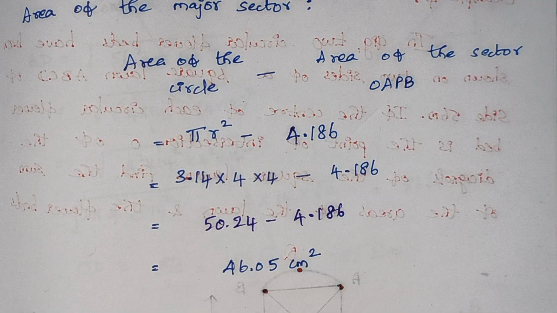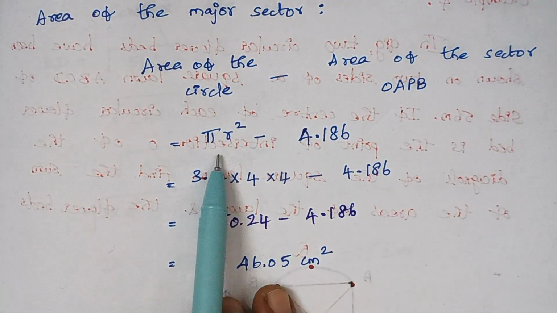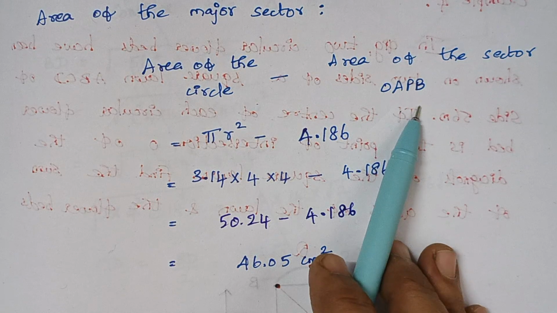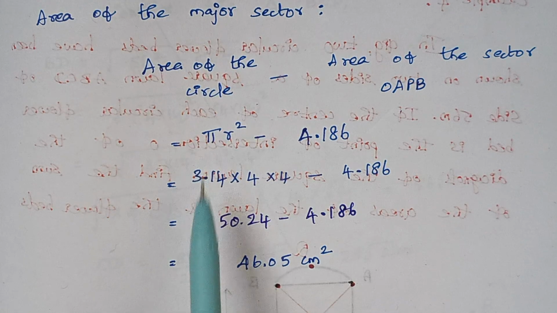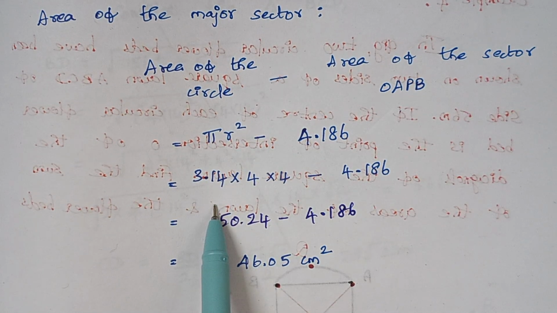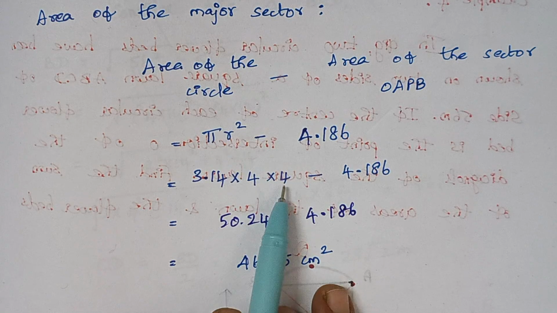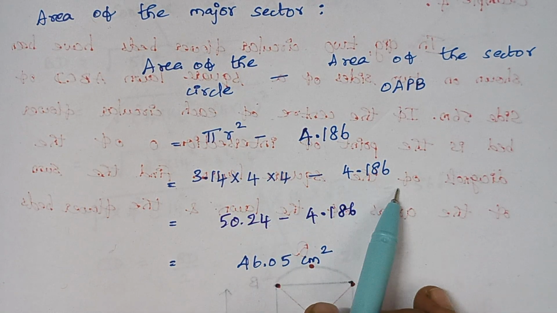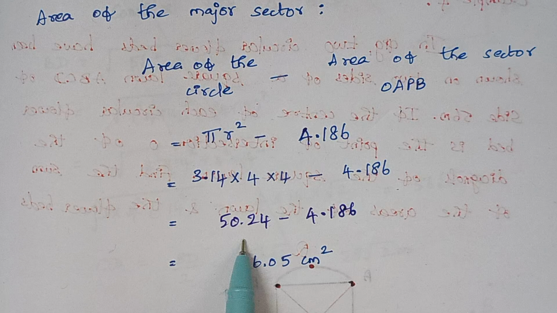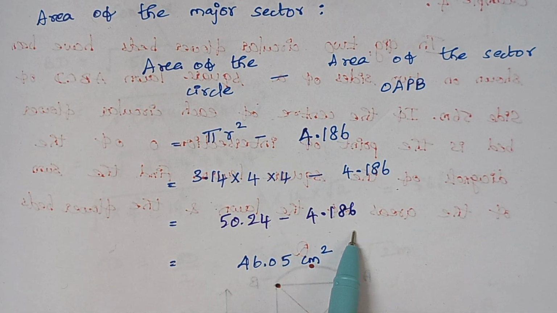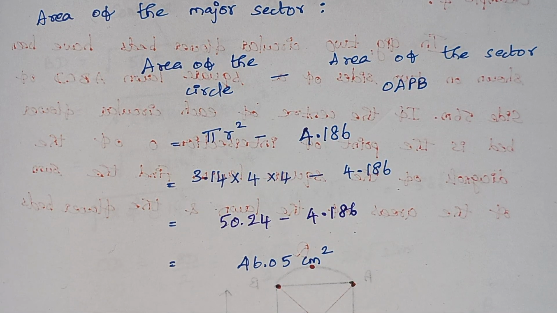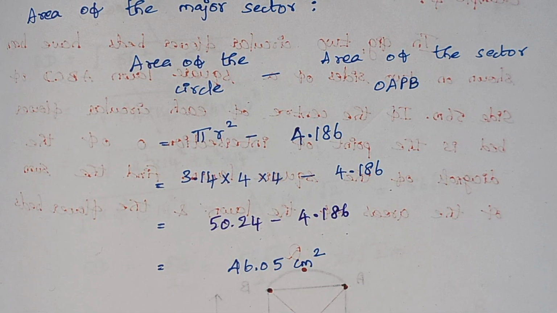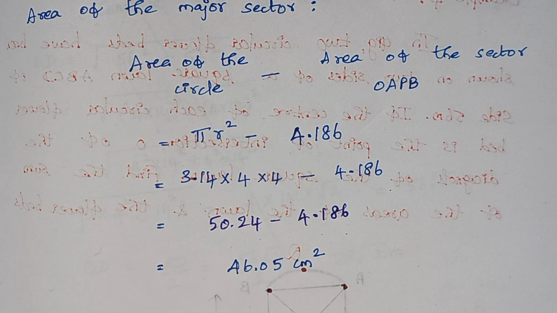So area of the circle is pi r square minus the area of the sector we had already calculated, which is 4.186. The value of pi is taken as 3.14 because it is mentioned in the problem. So 3.14 into 4 into 4 minus 4.186. This when solved gives 50.24 minus 4.186. This gives the answer as 46.05 centimeter square. Right, because the radius is given in centimeter, therefore the area of anything should be mentioned in terms of centimeters square.